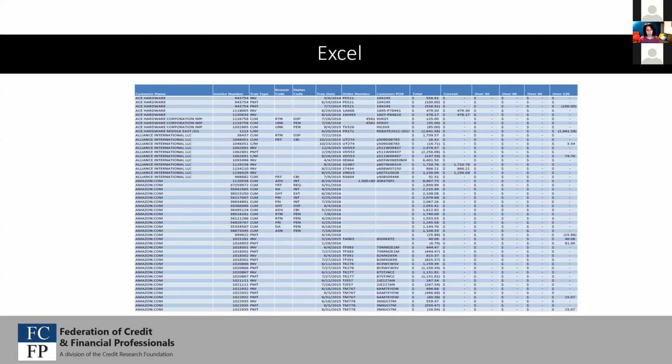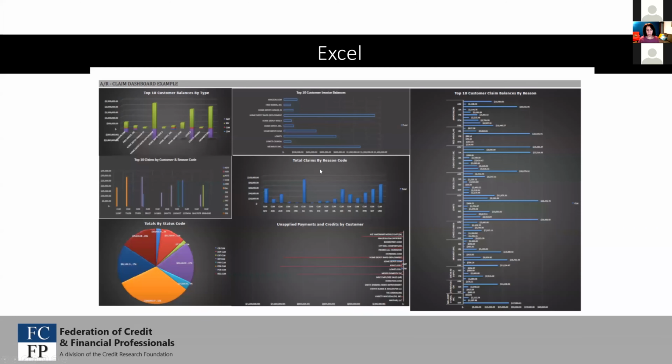So this helps not just managers, but individuals that are actually working the claims, because they could use it to keep themselves on track and on point. You could set up follow-up dates and so forth. The transaction dates, the customer PO if you need it, total, and then it's aged out over here. So again, this is just an example of a download of an aging. So what I did is I took this aging and I created this dashboard using Excel.